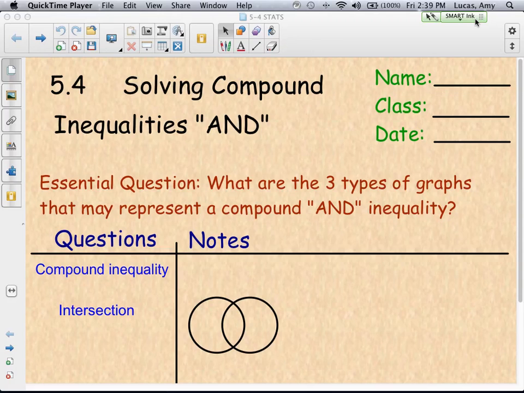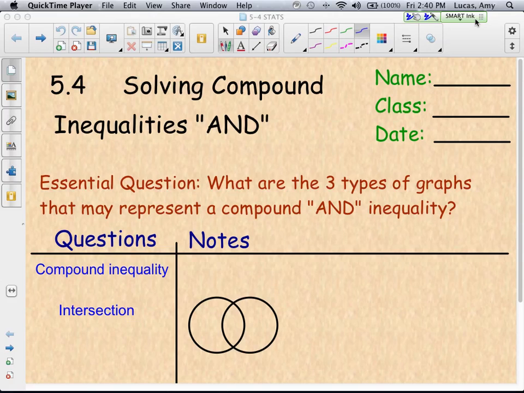A compound inequality, this is our first new vocabulary word. If you think about a compound word, something like backyard, the word is made up of two words that could stand on their own. The word back is a word and the word yard is a word, and you put them together to make a new word that's called a compound word. So a compound inequality is formed when you put together two inequalities.